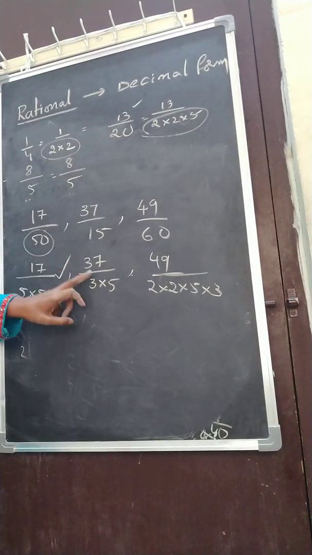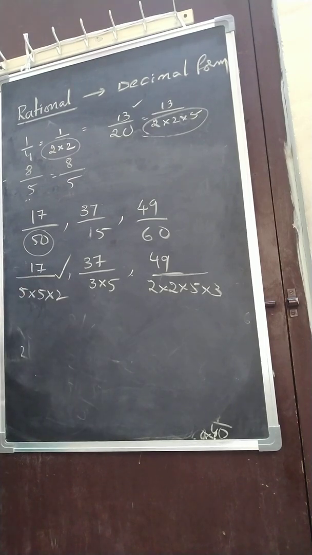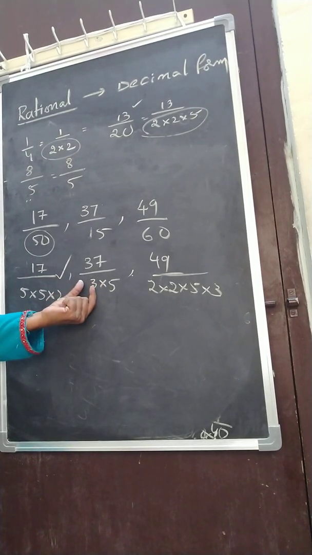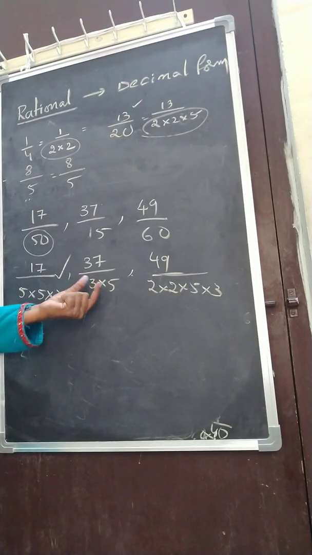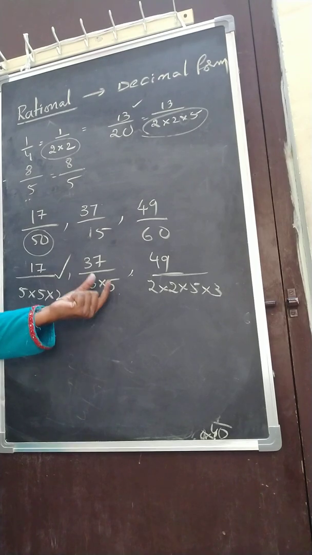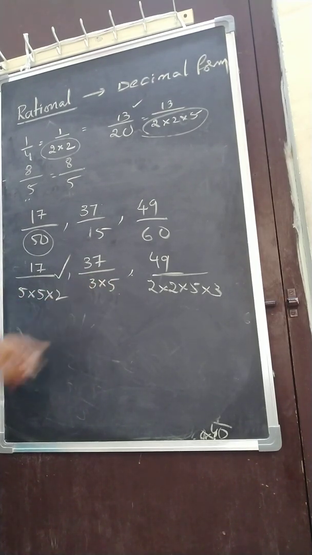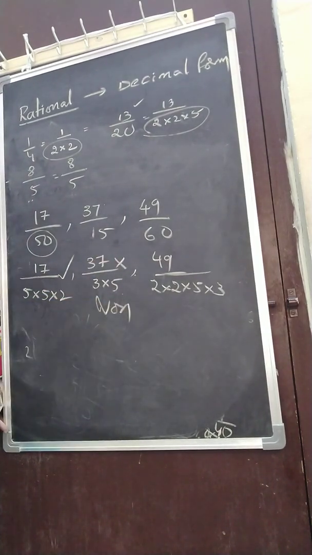Here 37 by 15. The denominator is split as 3 into 5. 5 is there, but additionally 3 is also there. So that's why the condition is not satisfied. It must be either only 2's or only 5's or 2's and 5's. But here 3 is there. That's why it is non-terminating. So it is not terminating. We can say it is non-terminating.